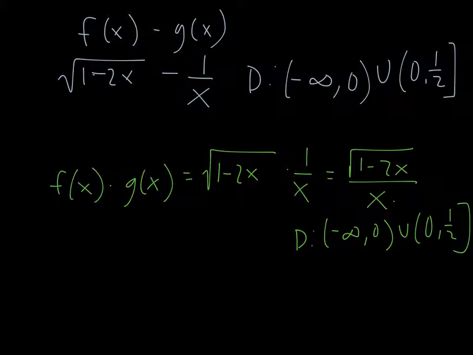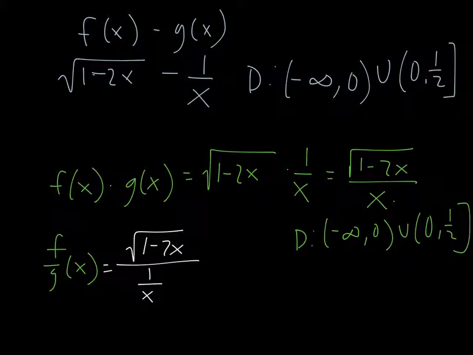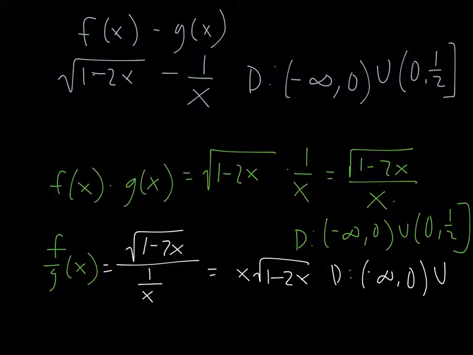If I take f over g of x, that'll be the square root of 1 minus 2x over 1 over x. Scary, but remember I just flip the denominator and multiply. So that will look like x times the square root of 1 minus 2x. Same domain. So if you see at the end of a problem that the domain is going to be all the same, you could write same domain throughout.